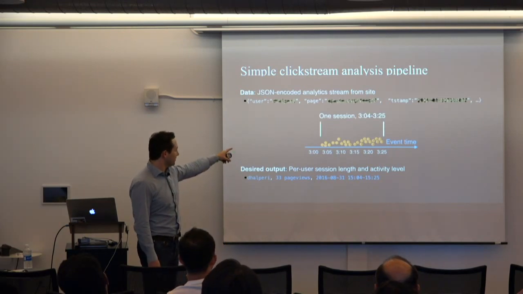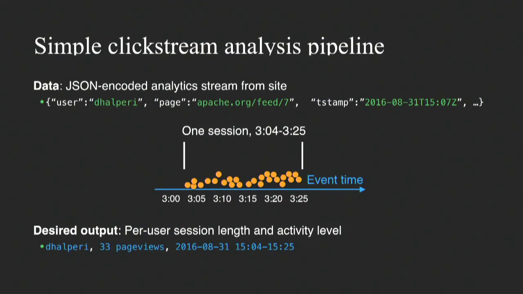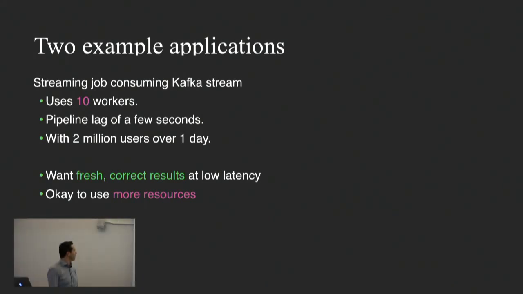So this is a single session for this user, started from 304 and went to 325. So I'm going to take this problem I want to solve and show two example applications of how I might go about solving this problem.